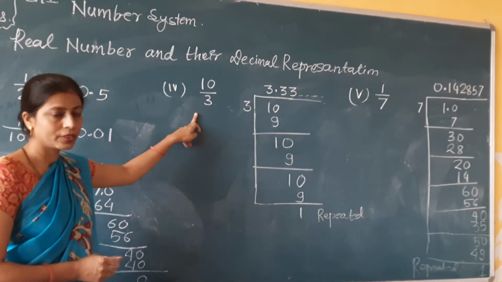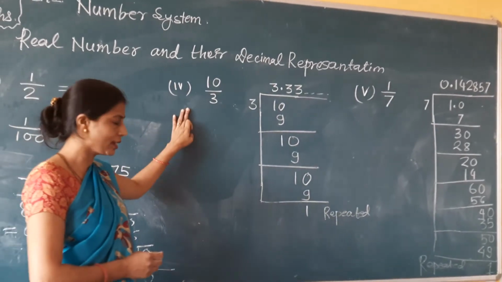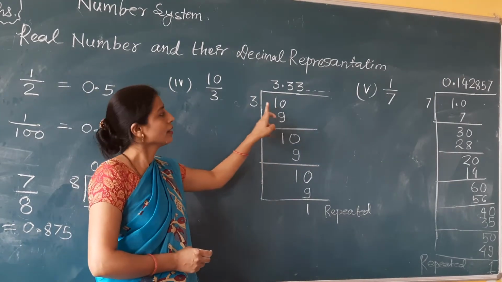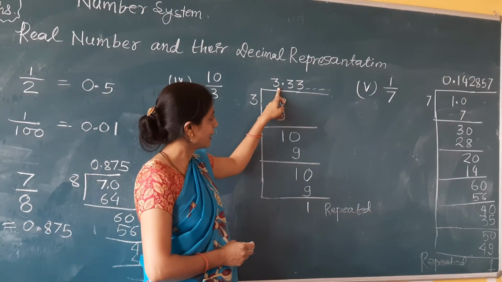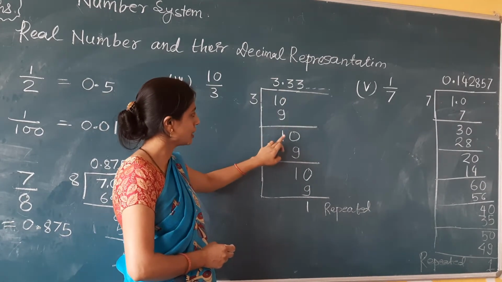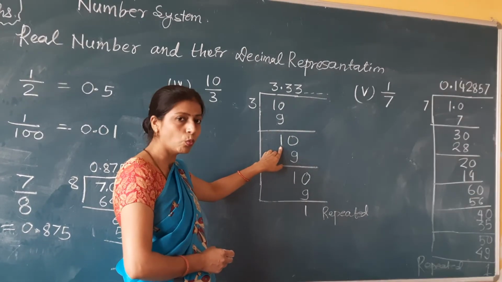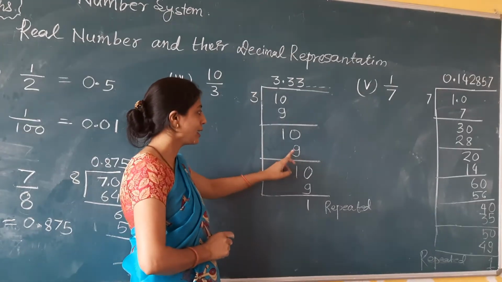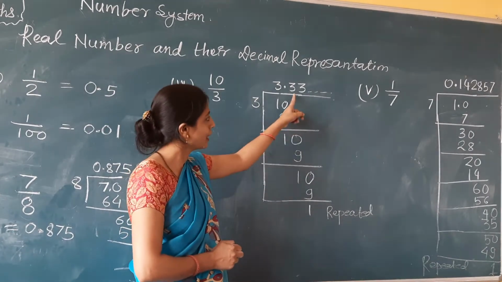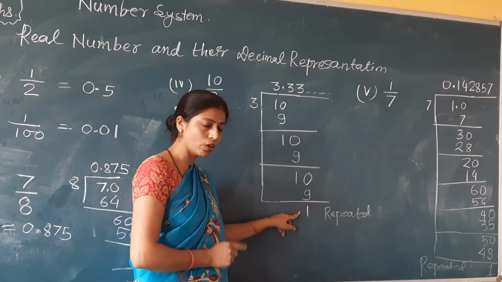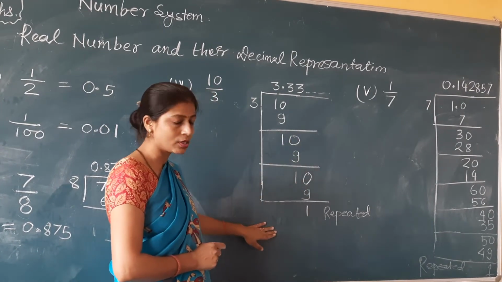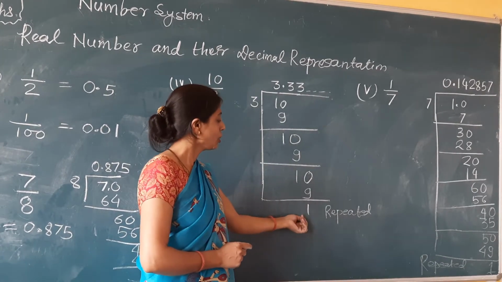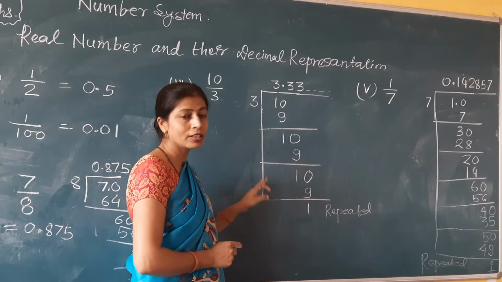10 by 3. The decimal representation of 10 by 3. If you want to write 10 by 3 in decimal form, then we divide 10 by 3. 3 3s are 9, the remainder is 1. Then we put a point and divide again, and we get the remainder 1 again. We divide again and get the remainder 1. So this is a repeating process. Every time we divide, we get the remainder 1. So in this process the division never ends.